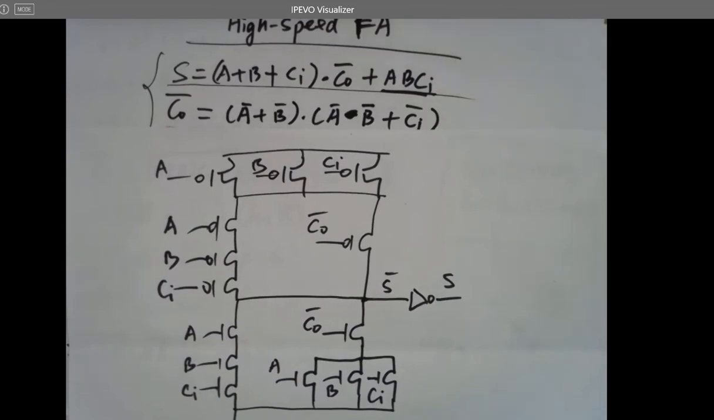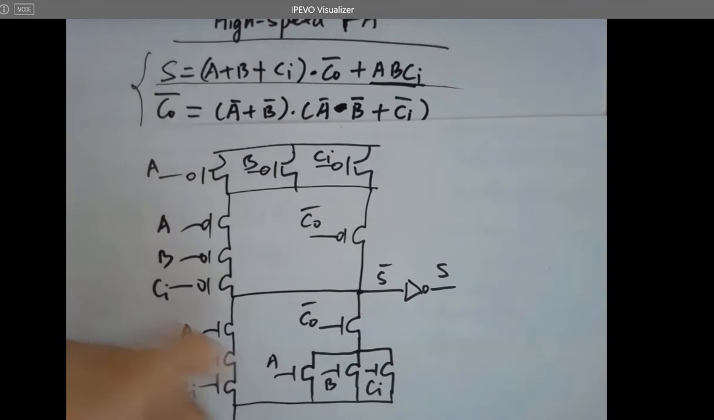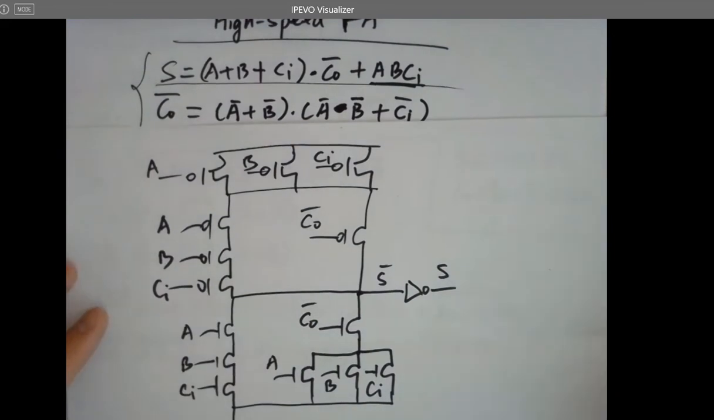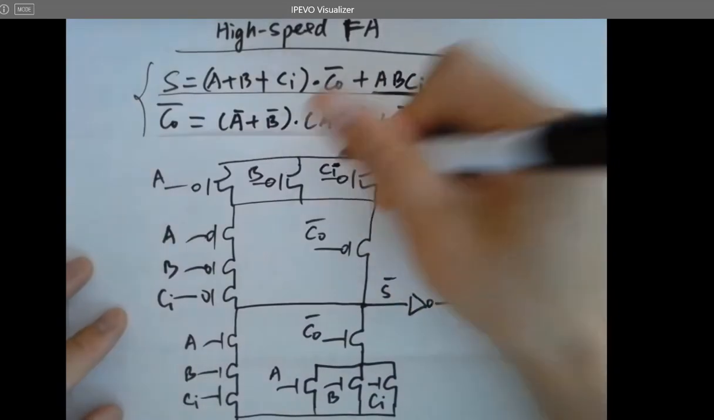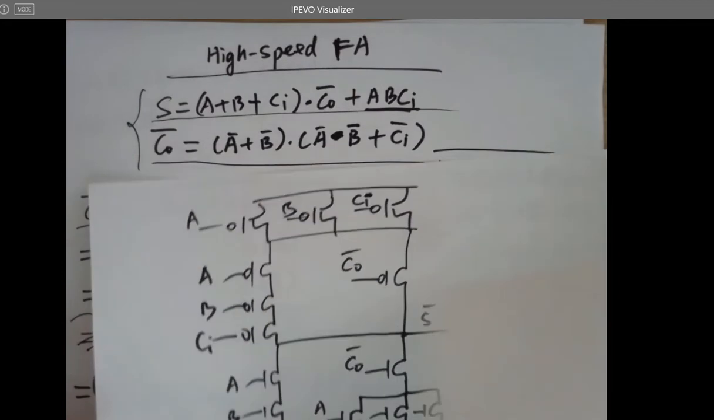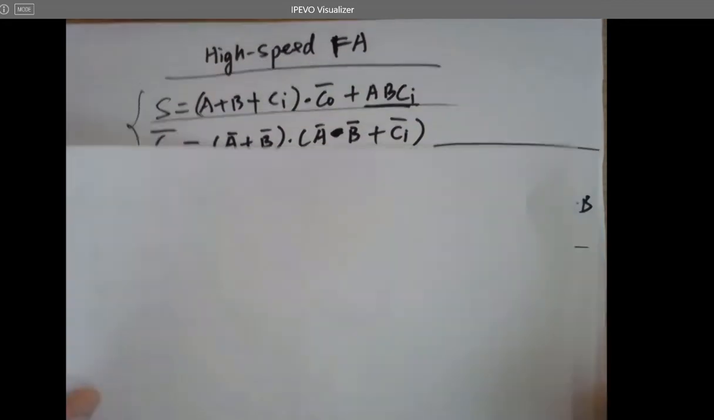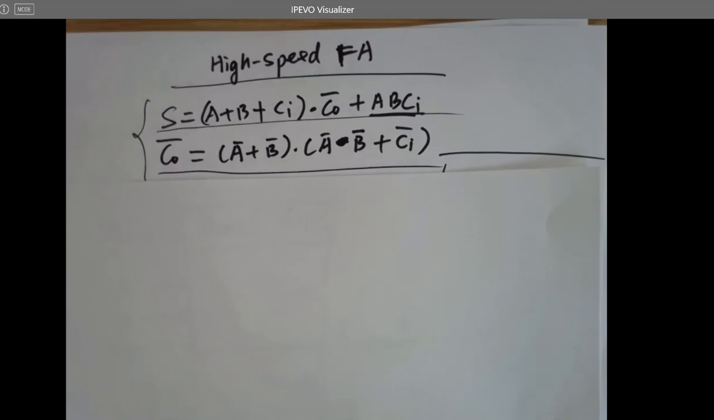Since you need CO naught as a signal for the S logic, and also you need a CO for the final result. So how do you want to proceed with this guy?